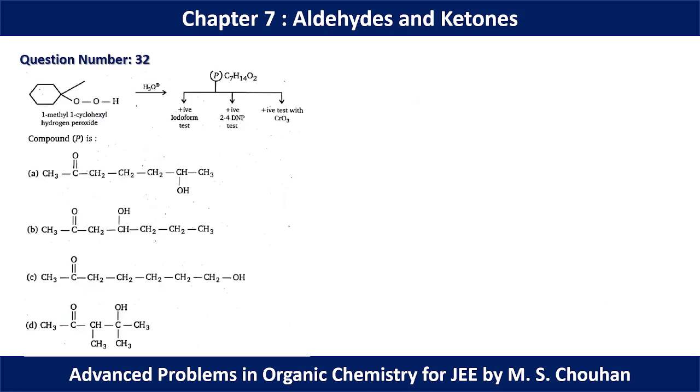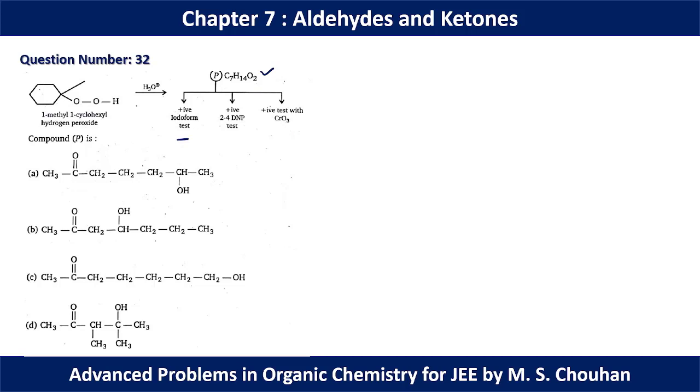In question number 32, we have 1-methyl-1-cyclohexyl hydrogen peroxide, and we have added H3O+ in this case, and the final product should have 7 carbons, 14 hydrogens and 2 oxygens. Now this molecule should give a positive iodoform test. Okay, so in 4 of them a keto methyl group is present, so we don't have any specific answer in this case. For positive 2,4-DNP, 4 of them can give a positive 2,4-DNP test. So again we cannot have a specific answer in this case.